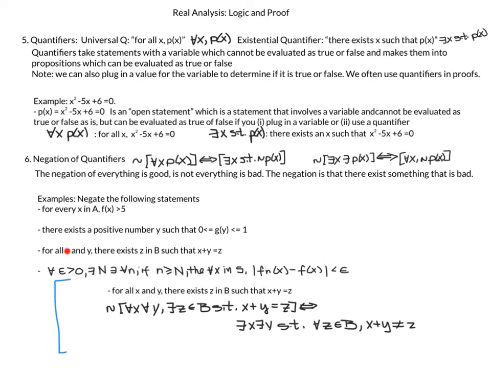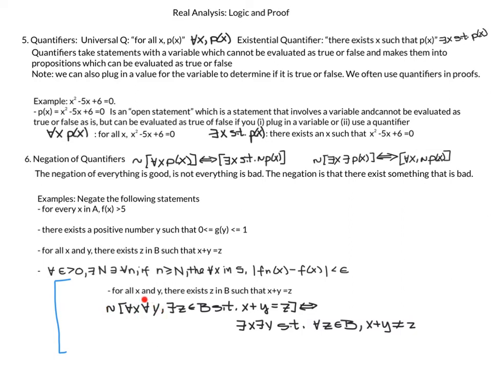The next problem is this here. For all x and y, there exists z in B such that x plus y is equal to z. So I rewrote this symbolically: for all x, for all y, there exists z in B such that x plus y is equal to z. So you can see it's a direct translation. And I want to negate this.